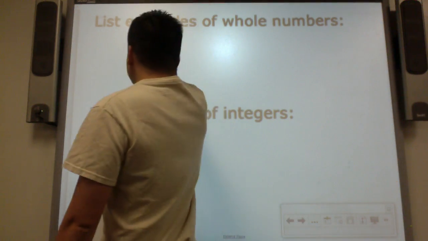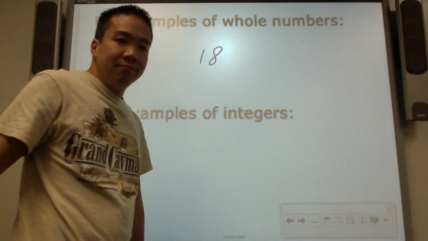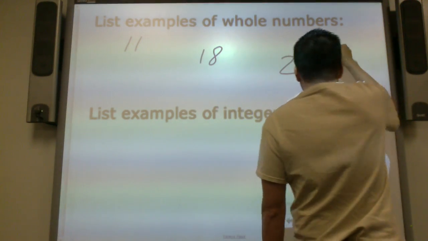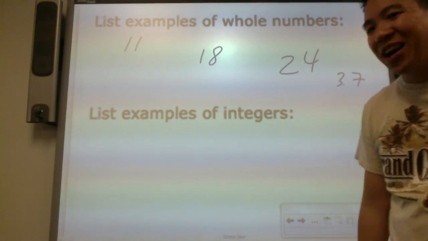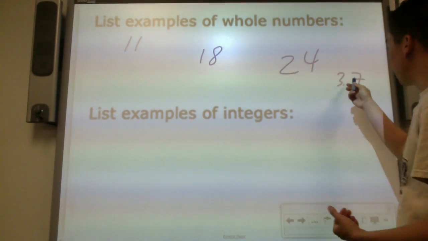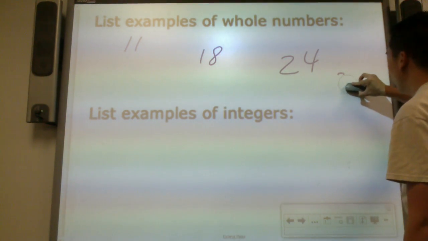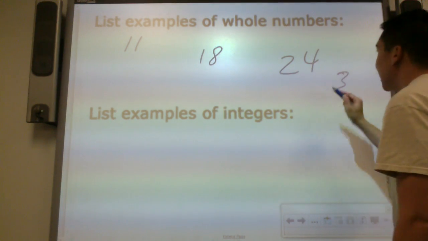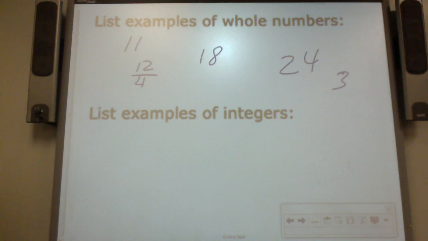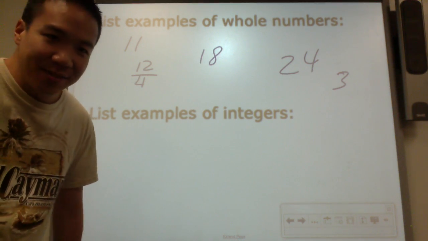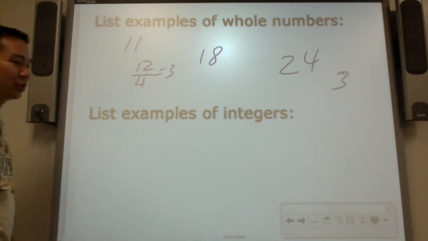Whole numbers. 11. Positive. 18. Positive. 24. Is that a whole number? Yes. 3.7. Is that a whole number? Can you use your fingers to come up with this? 1, 2, 3. Nope. But if I took away the 7/10, it would be positive. Is 12 over 4 an example of a whole number? Yes, it is. Because what's 12 divided by 4? 3. And let's do another example.